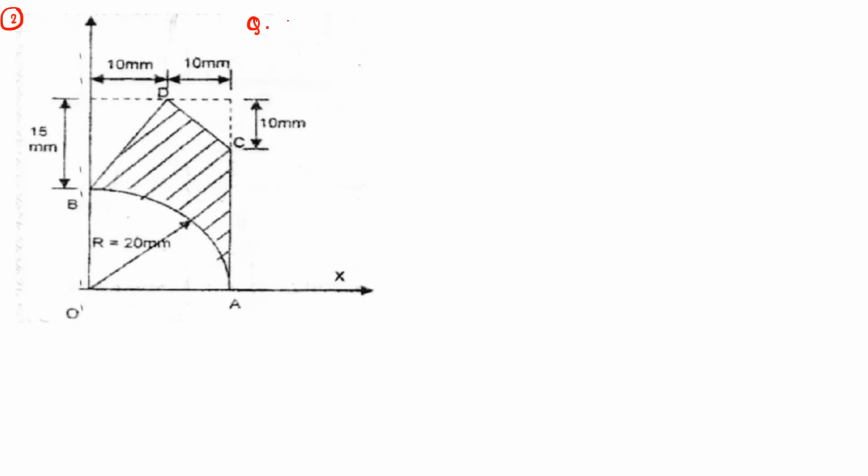So the question is, find the centroid of the shaded portion. Okay, so the shaded portion is not a standard geometrical shape. So by observing the given geometry and by referring to the standard geometrical shapes, we have to divide the geometry into standard shapes, and from that we have to find out the required shaded area.